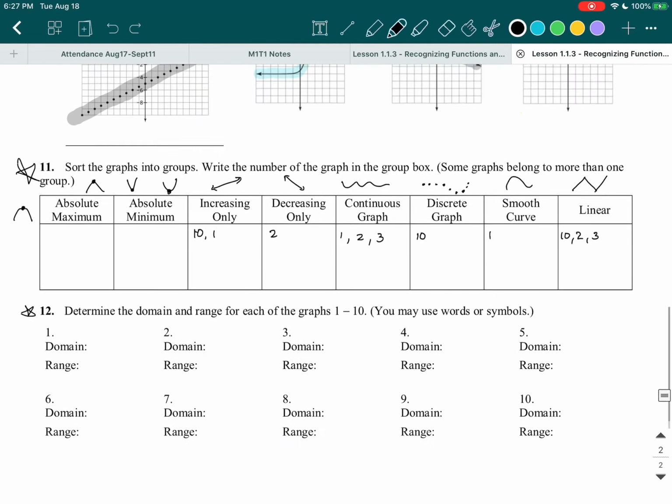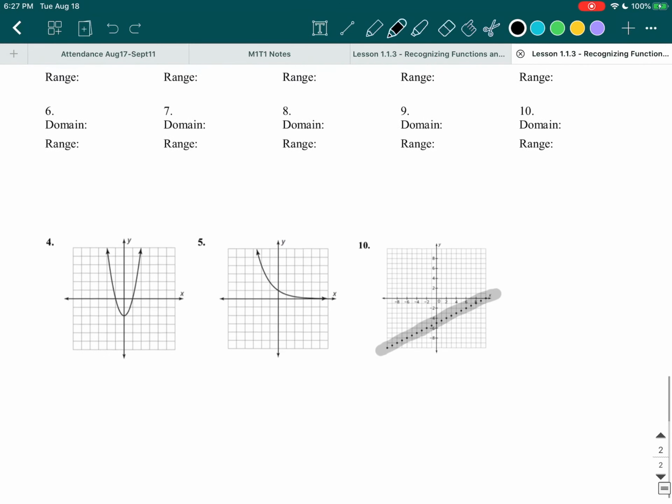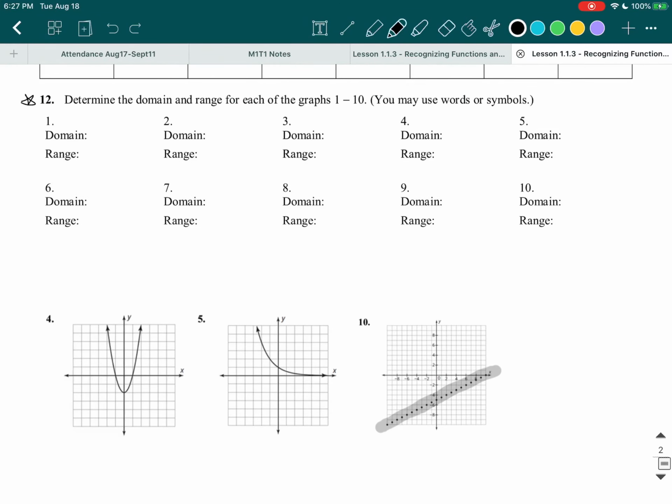Once again, you don't have it here. You just have your graphs on your worksheet. But I just copied and pasted it so that we can look at them easier, okay? So we are going to be looking for the domain and range. Let me remind you that the domain has to do with the x values.